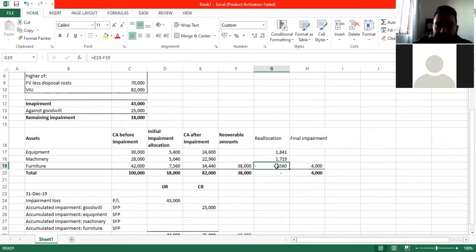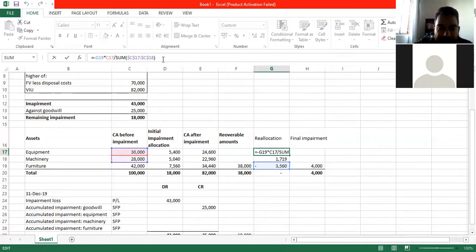Now this 3.5 needs to be reallocated amongst other assets that don't have the same problem as furniture. As you can see, these other assets don't have a recoverable amount. So that reallocation of 3.5 must be absorbed by the remaining assets. That is basically what I did. I took the 3.5 and absorbed it by the other assets in the same ratio. I'm taking the 3.5 and allocating it to equipment based on the weighting of equipment between equipment and machinery. So that is basically how to do the reallocation.